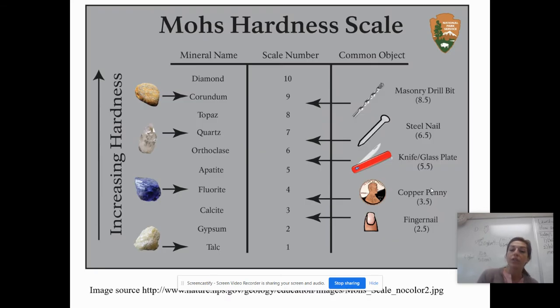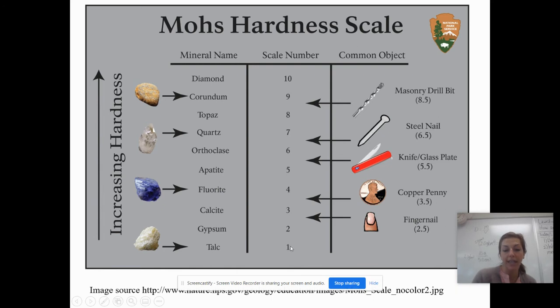This is what we use to determine the hardness of a mineral. Now, when we're talking about hardness of a mineral, we are not talking about, if I pick up this mineral and throw it at my brother, is it going to hurt if it hits him in the head? We are talking about the resistance to scratch, okay, or the resistance of being scratched.